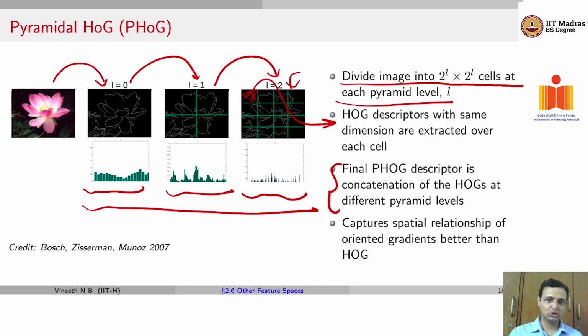So this method was shown to capture spatial relationships between, say, objects a little bit better than HOG, which doesn't do this at a pyramid level.